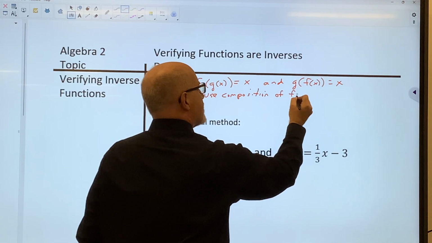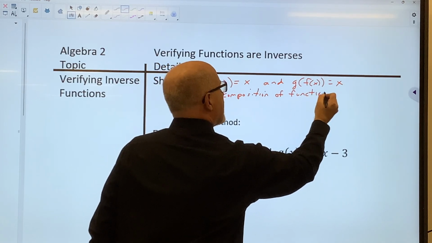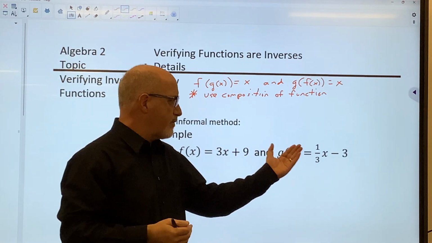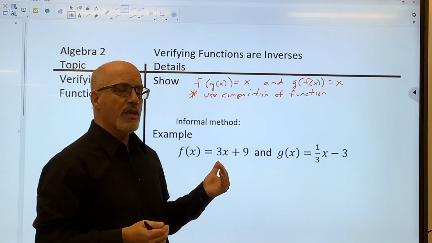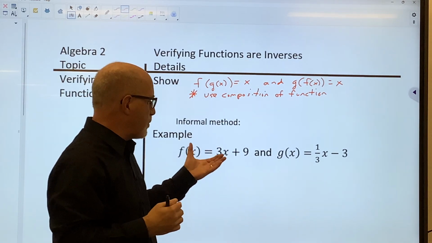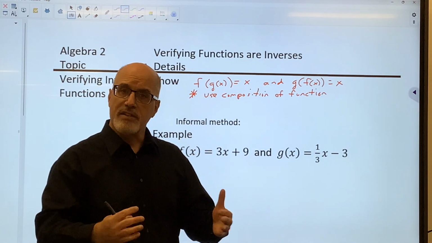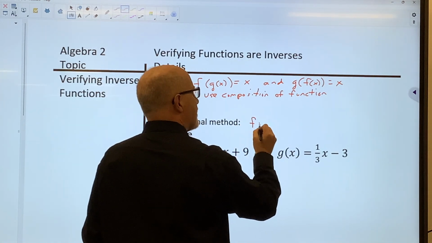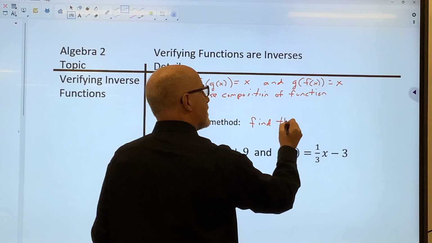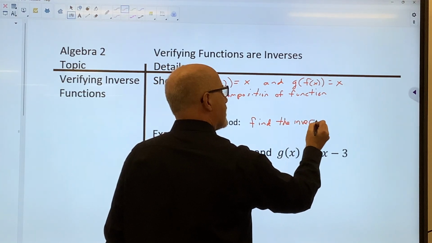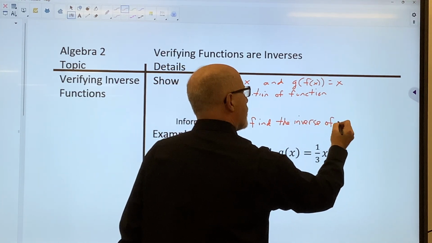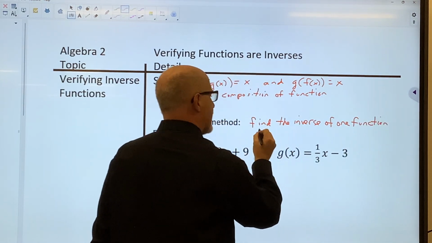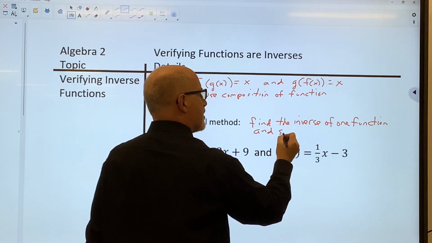Now, this is the formal way to do it. There is an informal way. If you're trying to show, for instance, these two functions are inverses of each other, you can informally take one function, find its inverse, and verify that it matches this one. So find the inverse of one function and see if it matches the other.